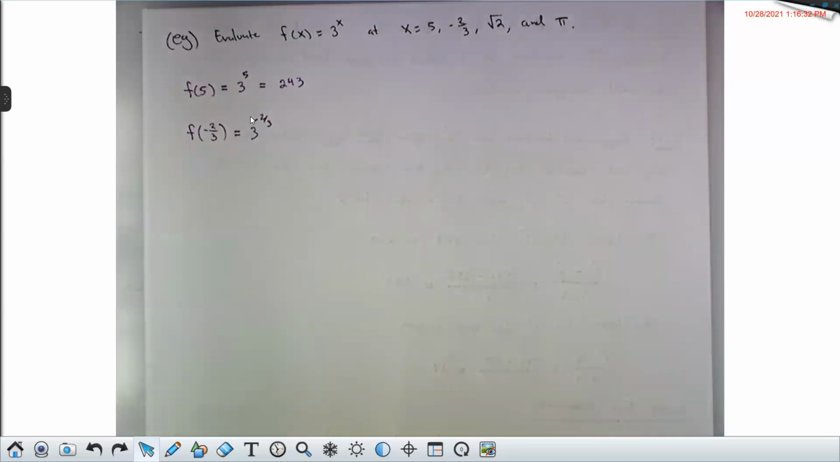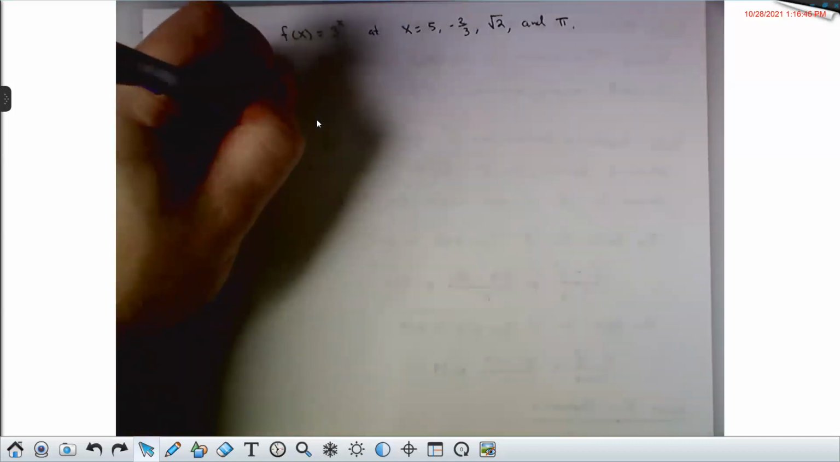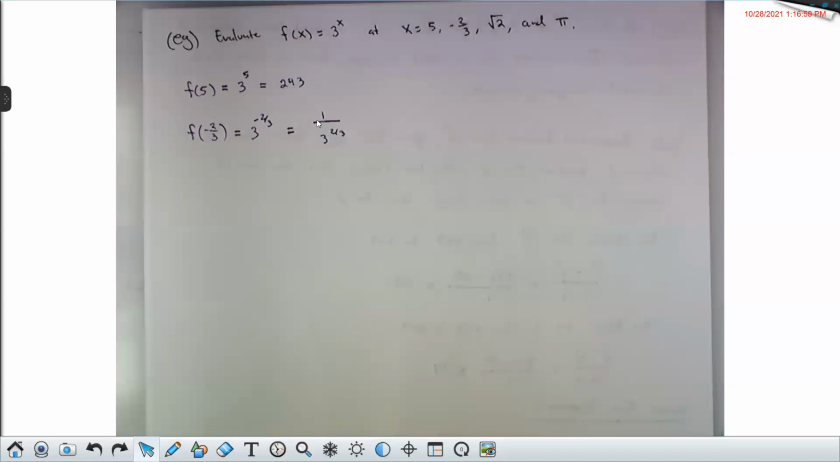Use rule 5. Yeah, we're definitely going to use rule 5. I think before that, there's even something a little simpler we can do. Remember, a to the negative b is 1 over a to the positive b. So this would be 1 over 3 to the positive 2/3. And now I can use rule 5 to clean up 3 to the 2/3.